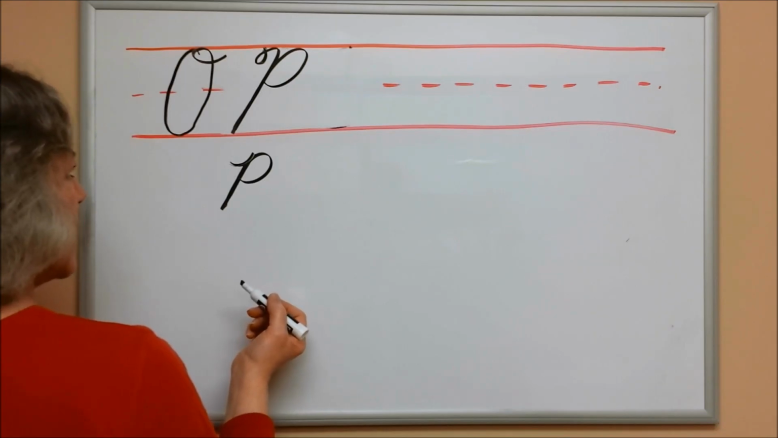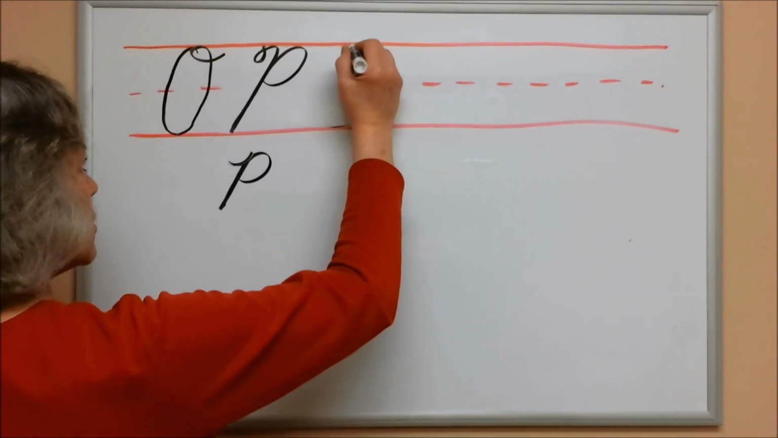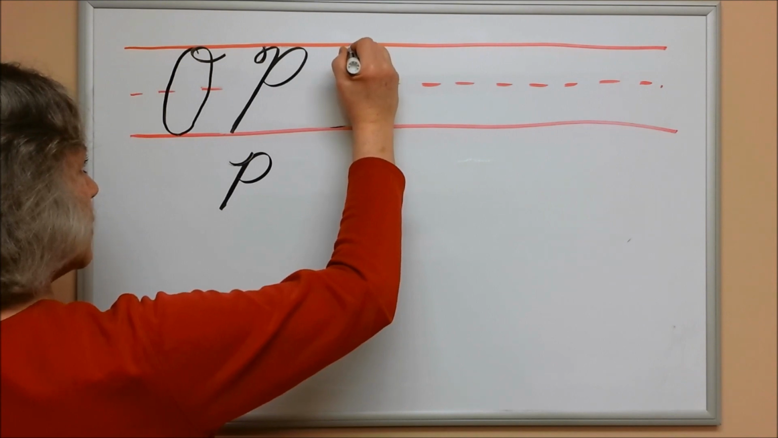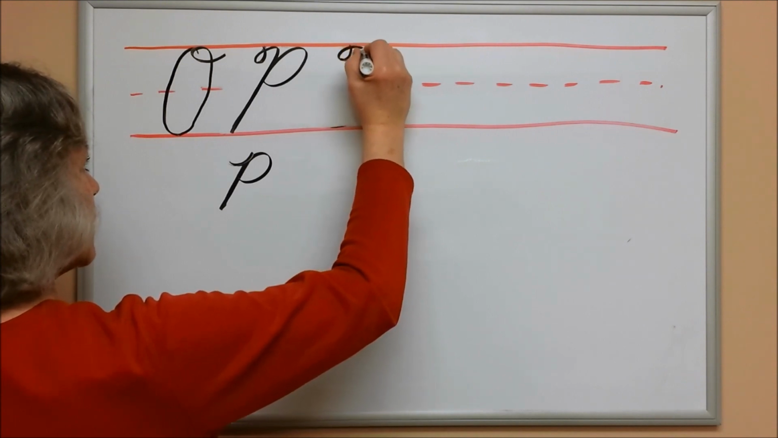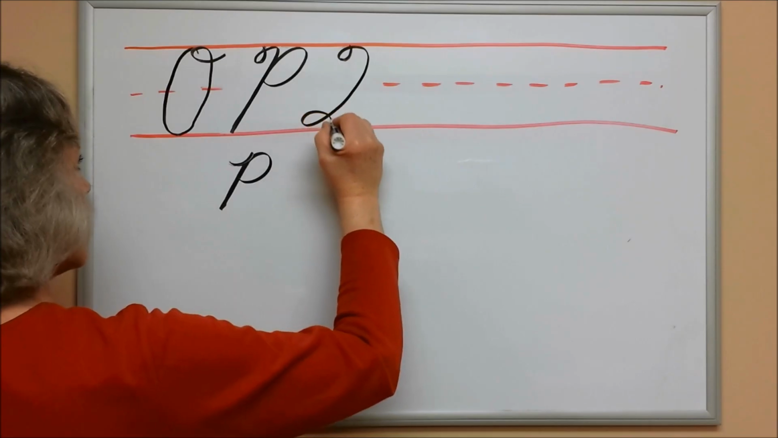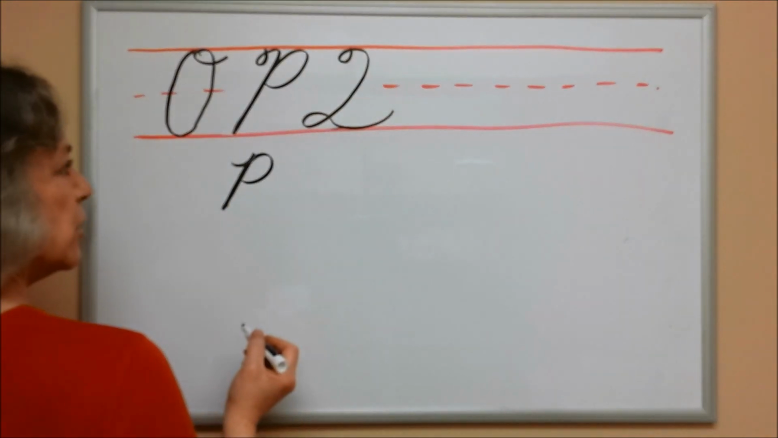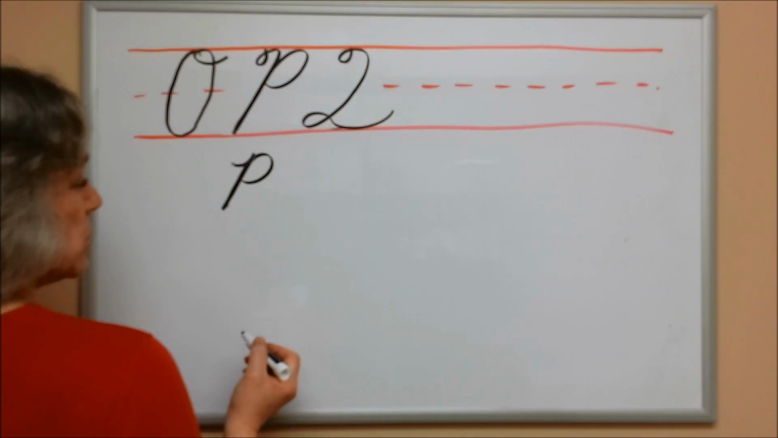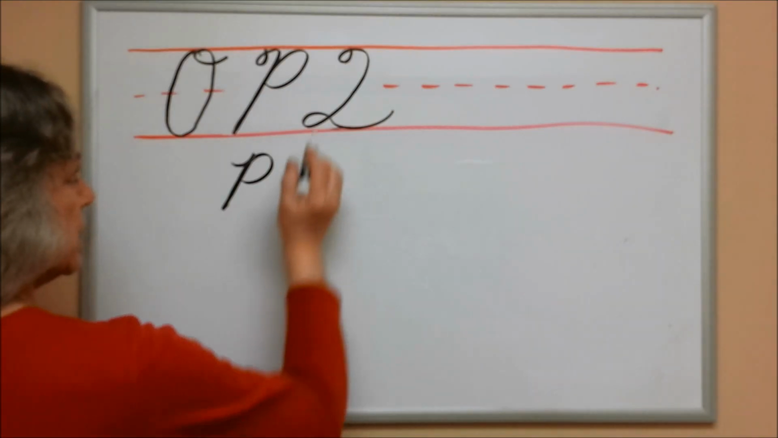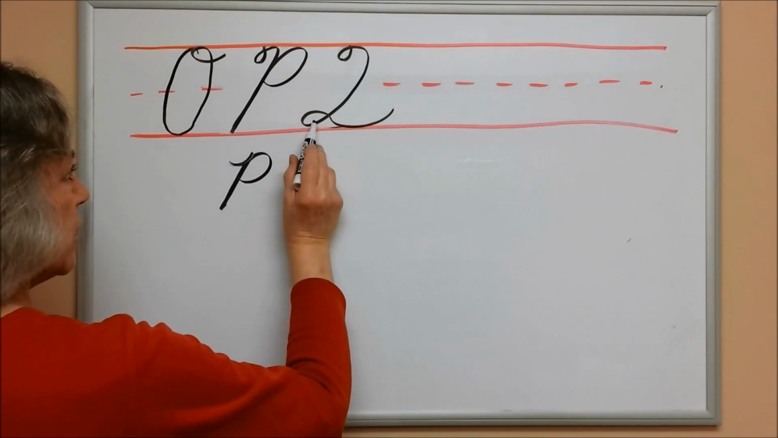The Q is next. The Q starts at the top. Make a little loop, come down, loop again, and continue. The Q looks almost like the number 2. It does have a loop at the top and a loop here at the bottom.